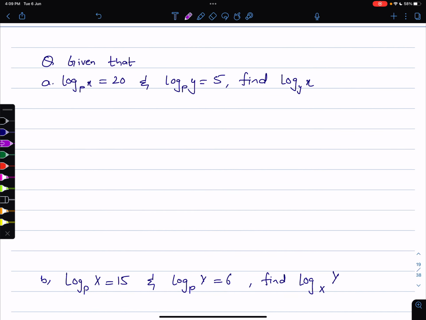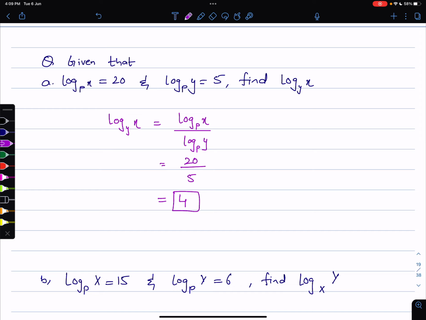Let's consider this example. Given that log to the base p of x equals 20 and log to the base p of y equals 5, find log to the base y of x. Okay, so we need to find log to the base y of x. If we want to express this as a log to the base p, we are going to write log to the base p of x divided by log to the base p of y. And the value of log to the base p of x is 20 and log to the base p of y is 5. So the answer comes out to be 4.